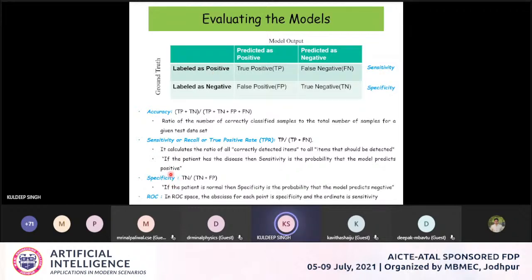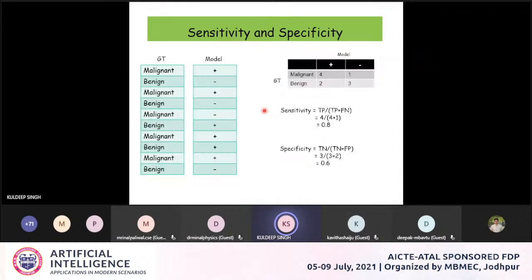Similarly, we have specificity. Specificity relates to the negative cases. And then we have the ROC curve. So let's take a simple example where we have 10 ground truth images, 5 of each category, and the model is detecting them as positive or negative.